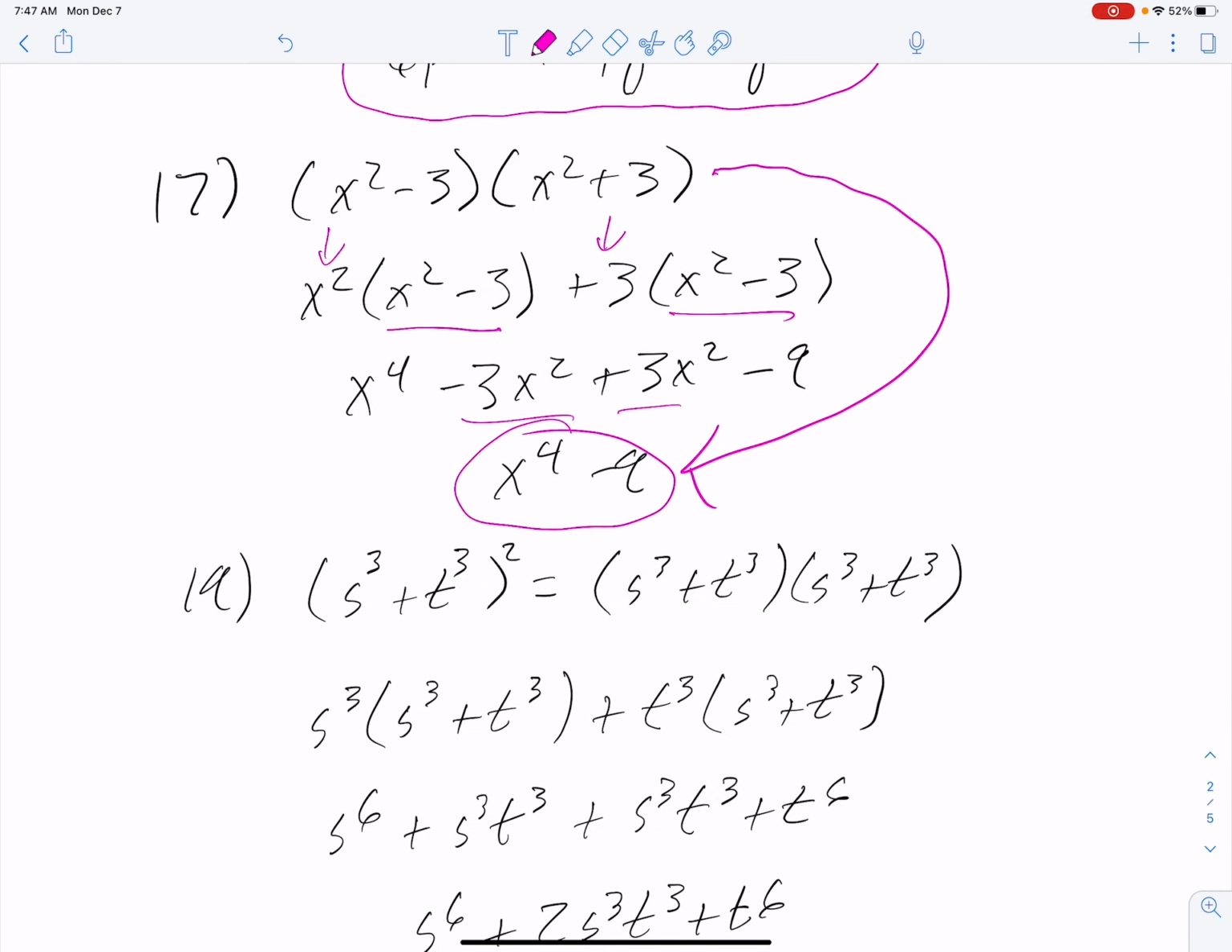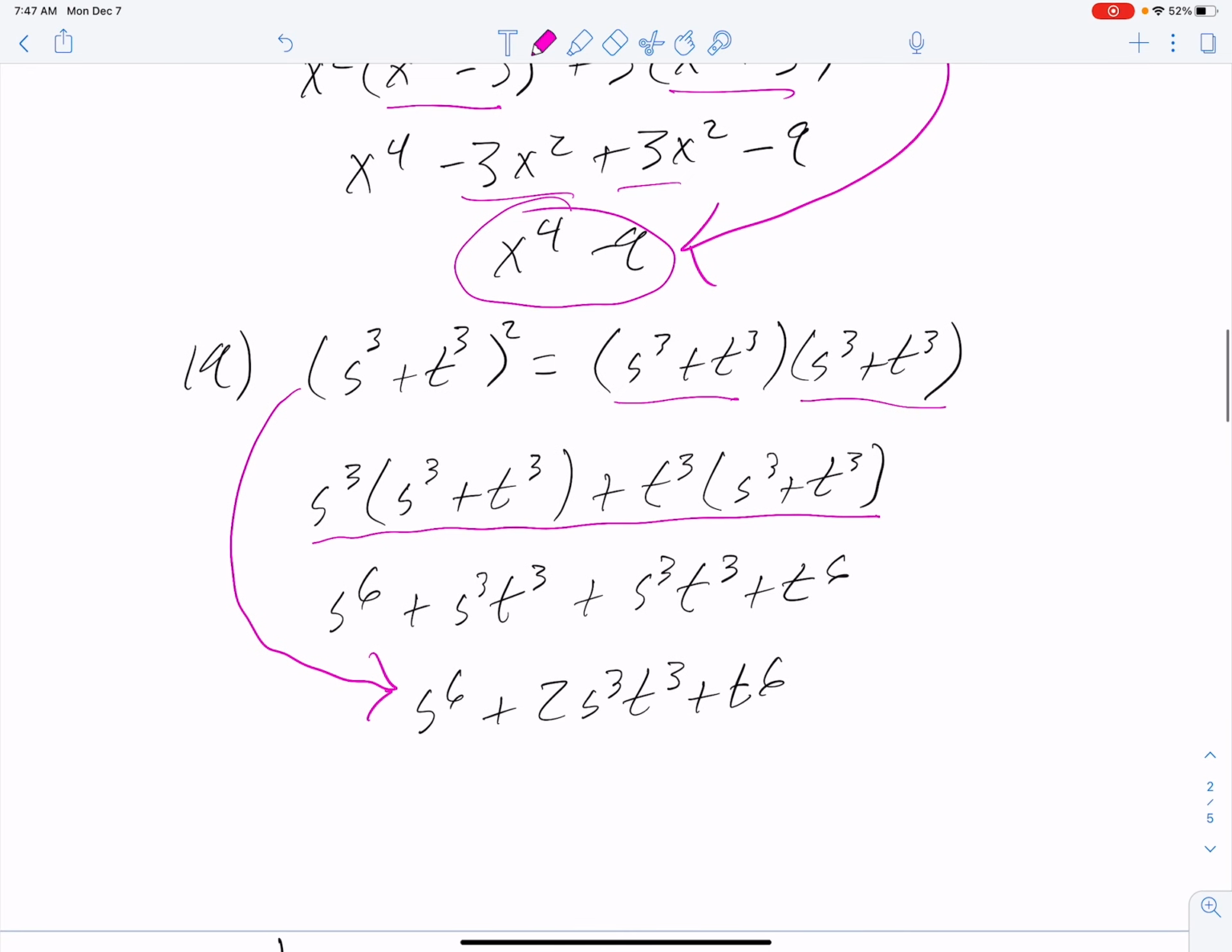Similarly for 19, there's a pattern that's going to allow some people to go straight to their final answer, but I think for most of us we're going to take the time to write out s cubed plus t cubed twice since we're squaring it, follow through on our distribution, and come up with our final answer.